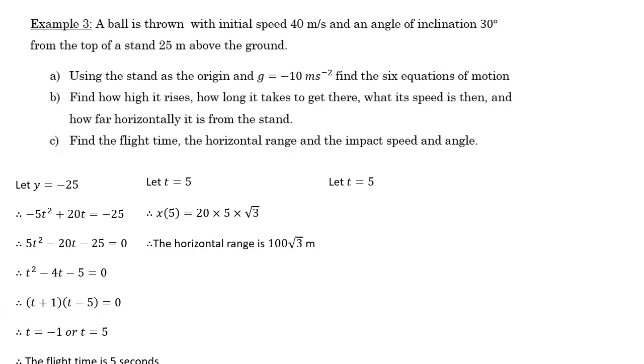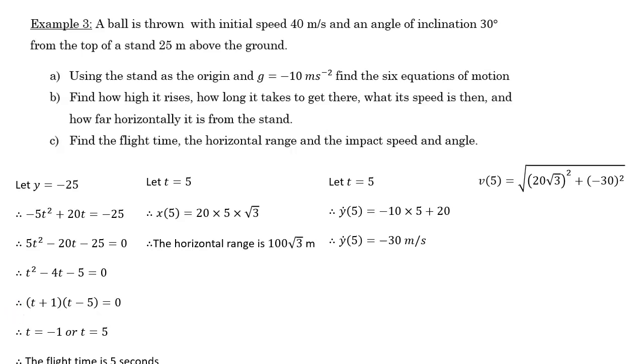So now for the impact speed and angle, I need the vertical and horizontal velocities. I kind of already know the horizontal velocity. But the vertical velocity at that point in time, substituting t equals 5, tells us that the ball is traveling down at 30 meters per second. It's traveling across at 20 root 3 meters per second. So we square those two values, add them, and take the square root, and that gives the impact speed at 10 root 21 meters per second.